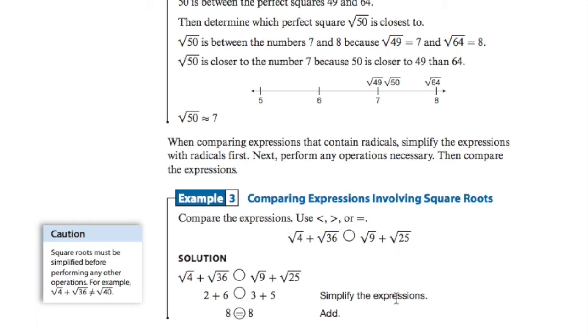Well, let's go through and find our solutions to these square roots. Square root of 4, perfect square, is 2. Square root of 36 is 6. 2 plus 6 is 8. Square root of 9, perfect square, is 3. Square root of 25, perfect square, is 5. 3 plus 5 is 8. They are the same, so you would say that those two things are equal.